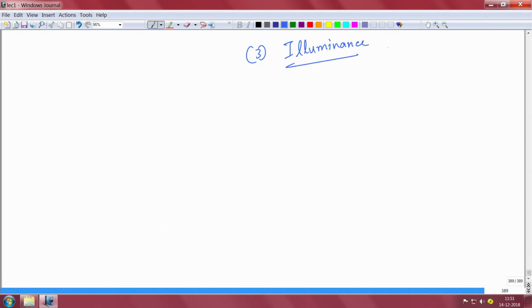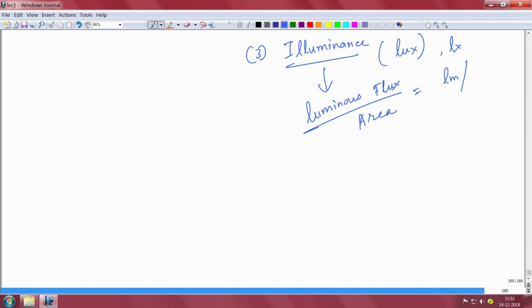Illuminance, and the unit is called lux, or you can say LX. Illuminance is luminous flux per unit area, divided by area. So this is lumen per meter square or centimeter square. You are normalizing with the area.